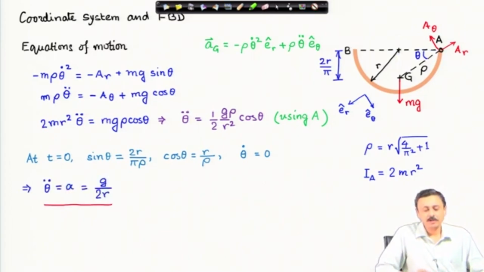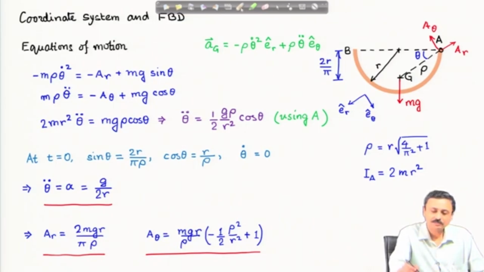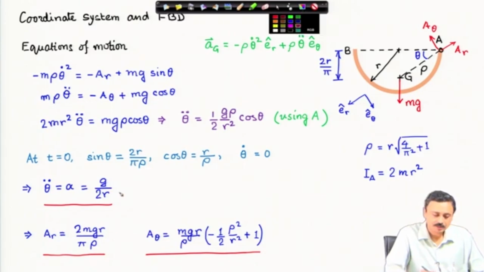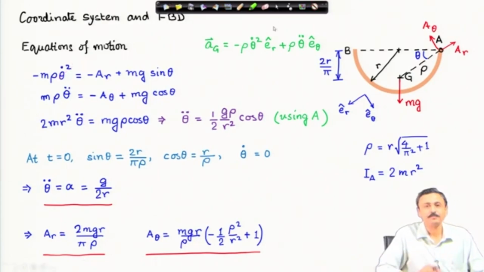I can solve for angular acceleration, which turns out to be g by 2r, and I can also solve for the reaction forces, because I know alpha. I have solved for alpha. Here I can substitute to calculate a_theta, and a_r is very simple because theta dot is 0. This is 0 at t equal to 0 plus. I can solve for a_r and a_theta. So, that completes this problem.